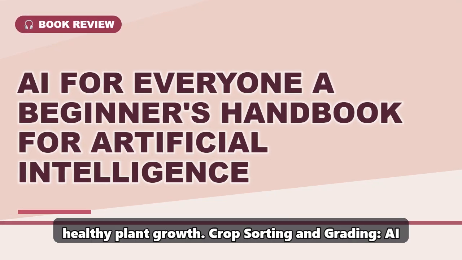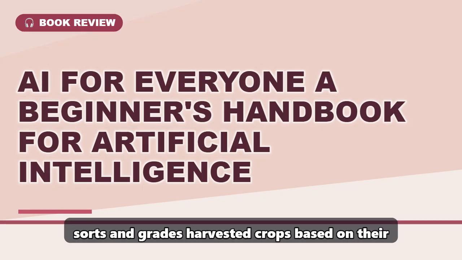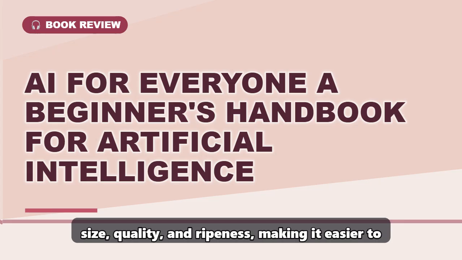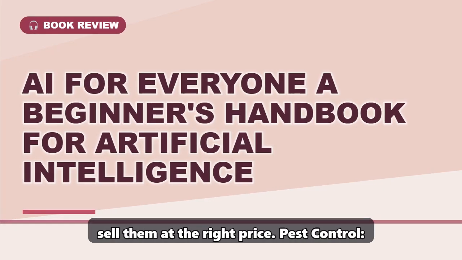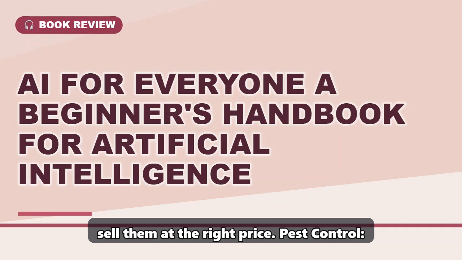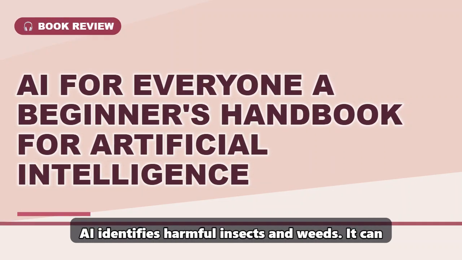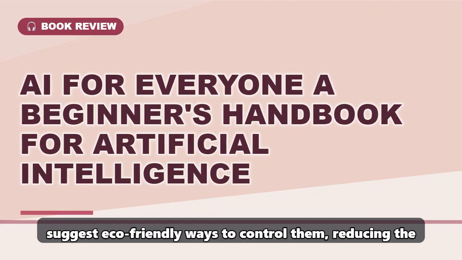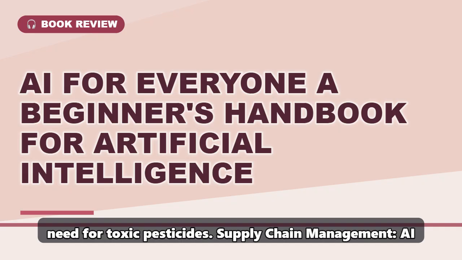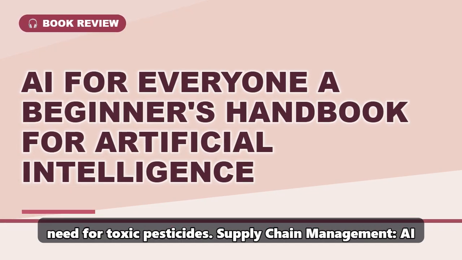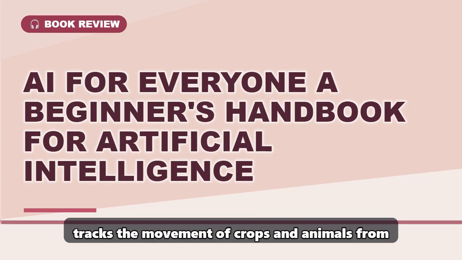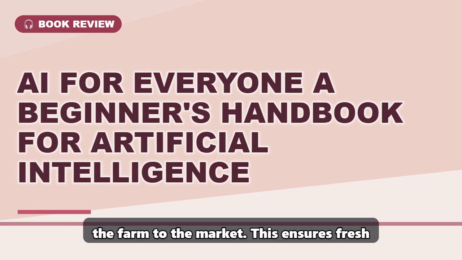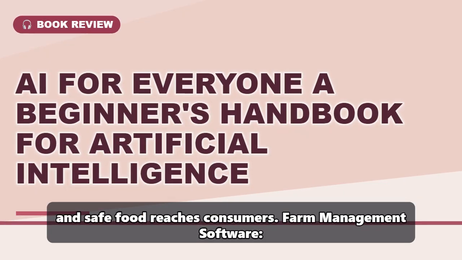Crop sorting and grading. AI sorts and grades harvested crops based on their size, quality, and ripeness, making it easier to sell them at the right price. Pest control. AI identifies harmful insects and weeds. It can suggest eco-friendly ways to control them, reducing the need for toxic pesticides. Supply chain management. AI tracks the movement of crops and animals from the farm to the market. This ensures fresh and safe food reaches consumers.